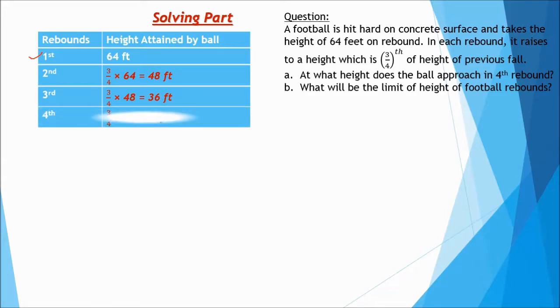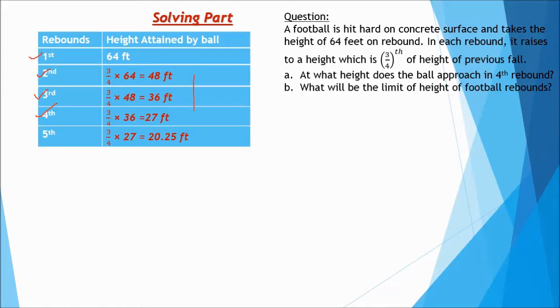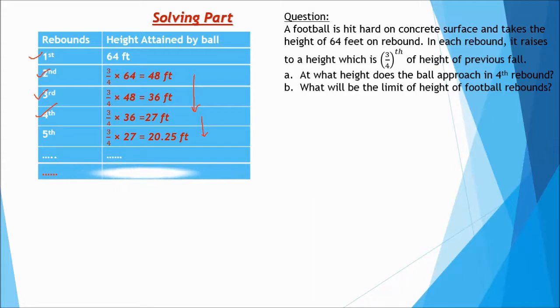And in the fourth rebound you can check the calculation yourself. It's decreasing. We have to see the trend. The values are decreasing. In the fifth rebound it is 20.25 feet, and it continues, isn't it? At some point it will settle on a fixed value. That value is the limit.